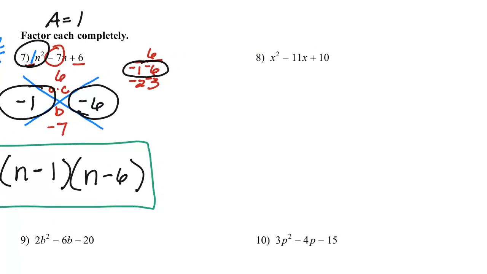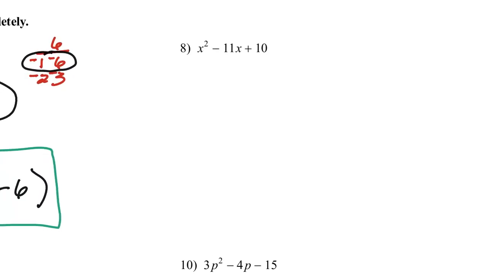Okay, let's take a look at number 8: x squared minus 11x plus 10. Check for a GCF. But I see my coefficient is 1, so I don't have any number, and I don't have an x for every term. It is 3 terms, so I go with the X factor.